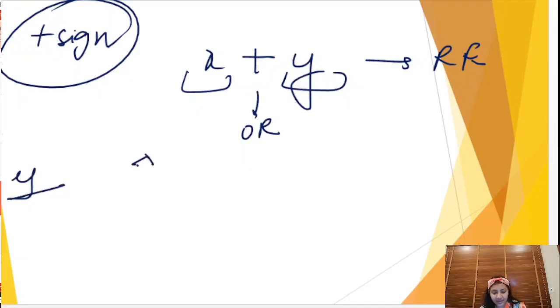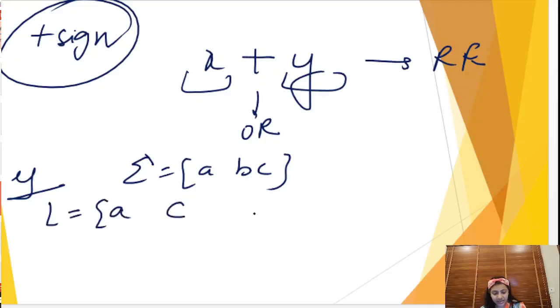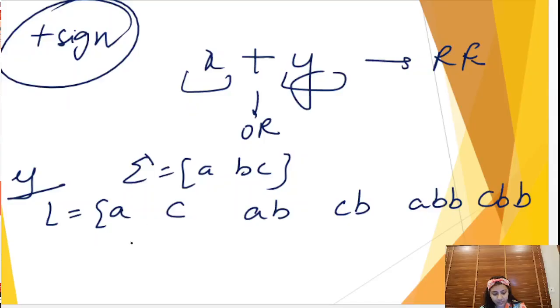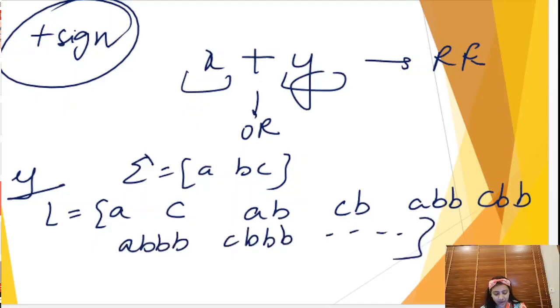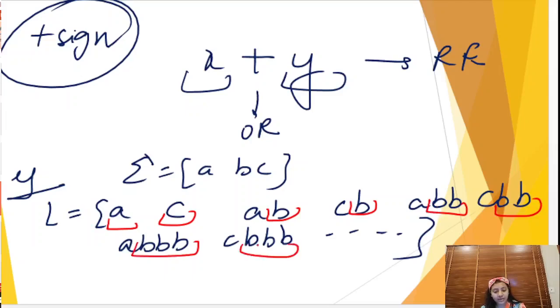If my alphabet is A, B, C and my language is A, C, A B, C B, A double B, C double B, A triple B, C triple B, and so on. So first of all, whenever we have to write the regular expression, first we have to understand the language of it. So let's understand what this language represents. It says A, C. Then A is followed by a B, C is also followed by a single B. A is followed by double B, C is also followed by double B. A followed by triple B, C is also followed by triple B.